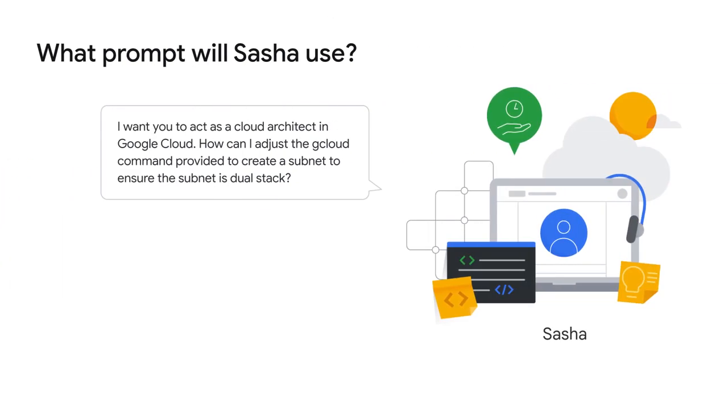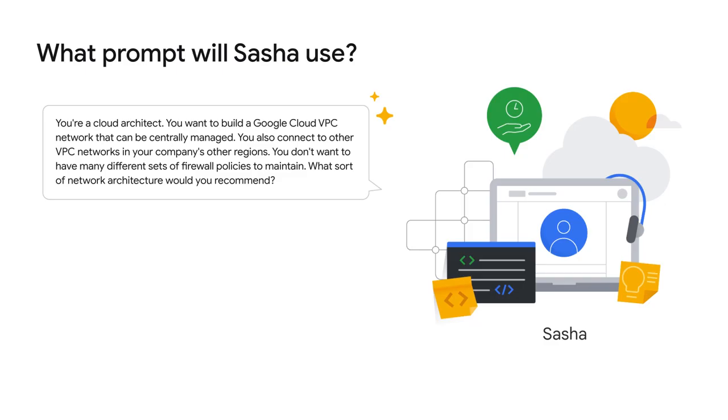So, let's return to Sasha and use what we've learned so far. Sasha updates her prompt to, you're a cloud architect. You want to build a Google Cloud VPC network that can be centrally managed. You also connect to other VPC networks in your company's other regions. You don't want to have many different sets of firewall policies to maintain. What sort of network architecture would you recommend?